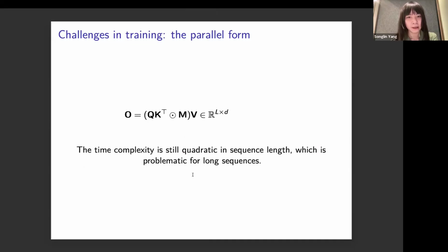the recurrent form. For the parallel form, since we have a causal mask here, we cannot use matrix multiplication associativity to compute the dot product between the key matrix and the value matrix first, which is frequently used in bidirectional linear attention. In the case of causal linear attention, we cannot do it due to the existence of the causal mask M. In this case, the linear attention's parallel form training complexity is quadratic in sequence length, which is still problematic for very long sequence data.